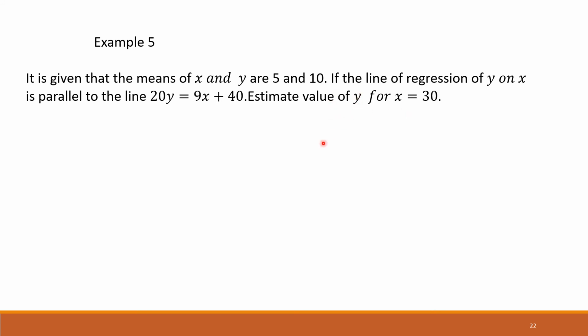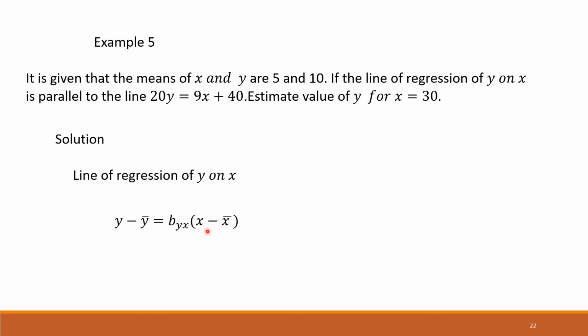Estimate the value of y means keep y on the left hand side, x on the right hand side. So we have to calculate the line of regression of y on x. Now when I write the line of regression of y on x, it is y minus y bar is equal to byx into x minus x bar. So x bar, y bar are given in the problem. It is given that the means of x and y are 5 and 10. So x bar is 5 and y bar is 10. This is also known. The only thing which is to be calculated is byx.